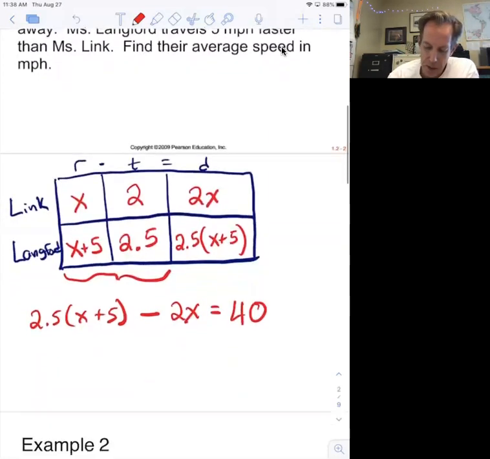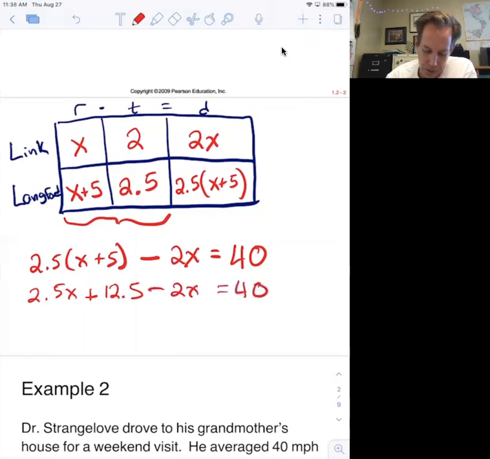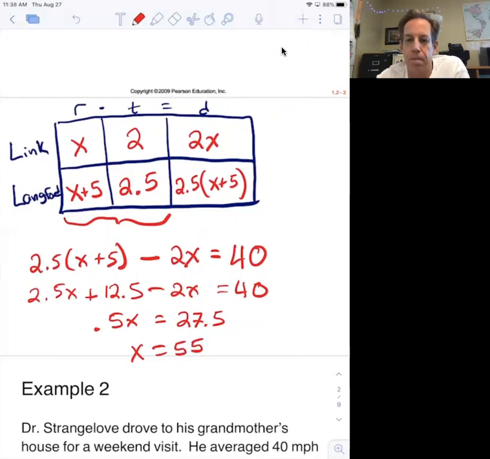All right, so now if we go ahead and solve the equation, we'll need to distribute the 2.5. So 2.5x plus 2.5 times 5 is 12.5. So as we combine like terms, I get 0.5x, and then subtract 12.5 from both sides, which gives us 27.5. And then 27.5 divided by 0.5 is 55. Okay. All right, now, that's not necessarily our answer.